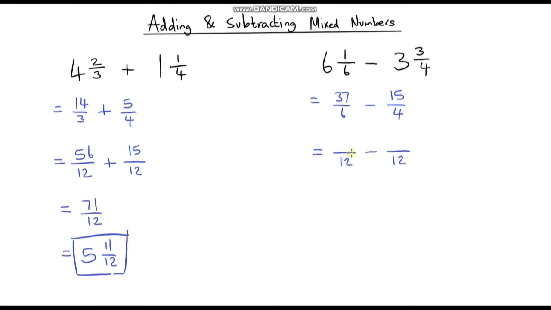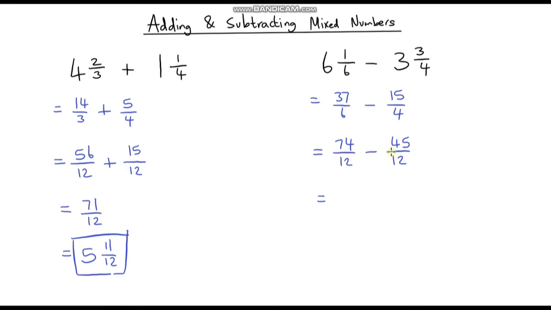So to go from 6 to 12, we times by 2. So we're going to multiply 37 by 2, which gives us 74. And then to go from 4 to 12, we times by 3. 15 times 3 is 45. And now we've got 74 over 12 minus 45 over 12, we just subtract the numerators.